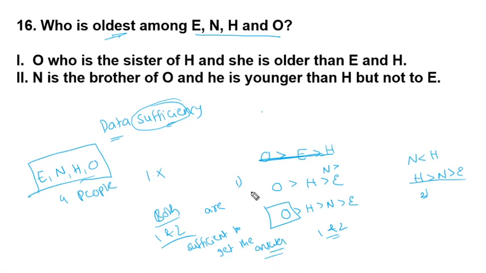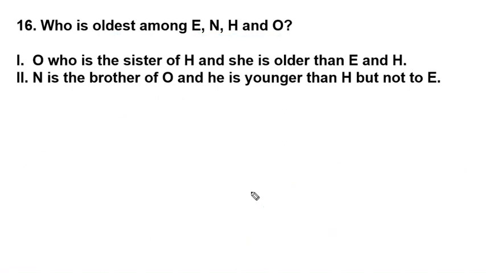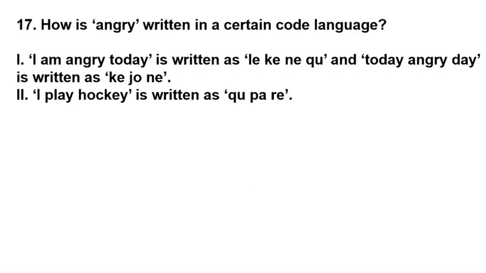Okay, chalo, let's see 4 more questions based on this particular concept. Data sufficiency, very easy and very important also. Okay, so let's go for next question. So look at this question. I am angry today. How is angry written in a certain code language?